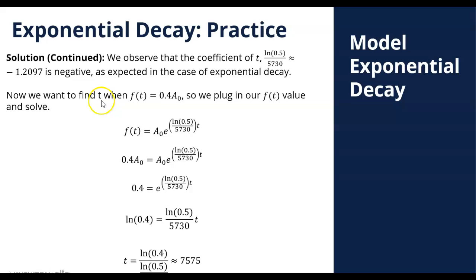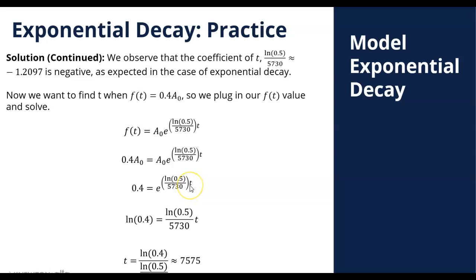So now we want to find t when f of t is equal to 0.4 times a sub 0. So you replace the f of t here by 0.4 of a sub 0, and then just copy the right-hand side expression. So we have this equation here, and we will solve for t. First, we will divide both sides of the equation by a sub 0, and that a sub 0 cancels out. That gives us 0.4 equal to e to the expression here.